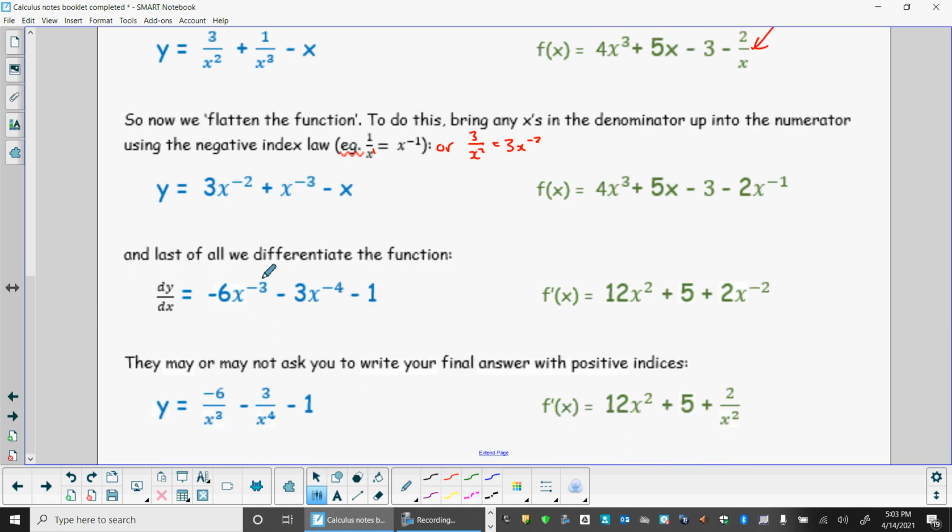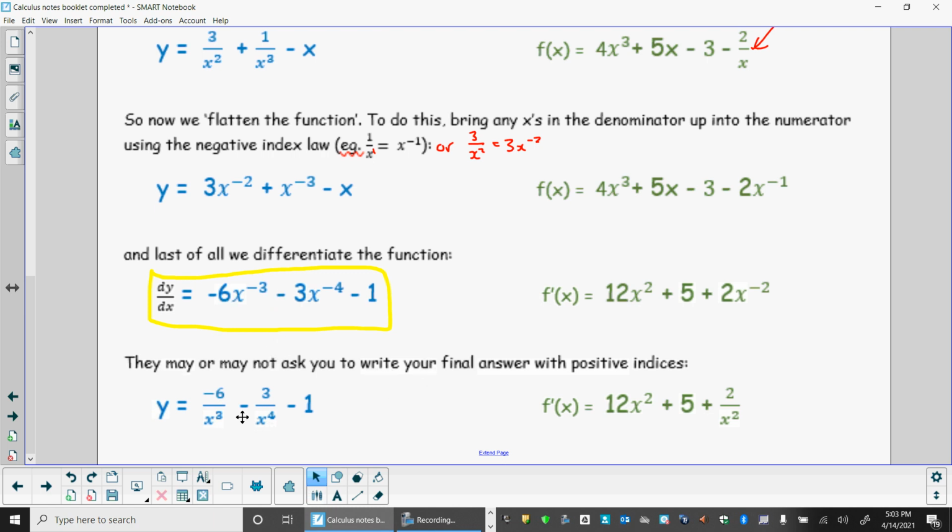Okay, if they don't say you need to write your answer with positive indices, just leave your answer like that. So that would be the version of your answer, just there. But sometimes a question might say your answer must be written with no negative indices, or with positive indices. In Australia, we have to automatically turn everything into positive indices. But here, you only do it if you're asked to.